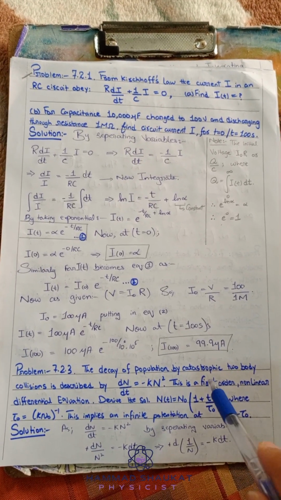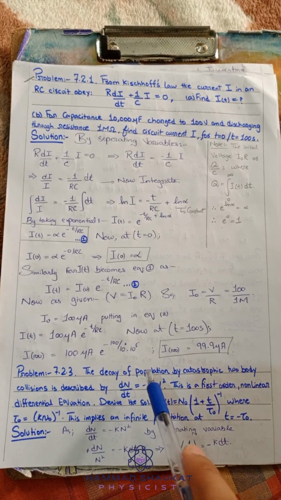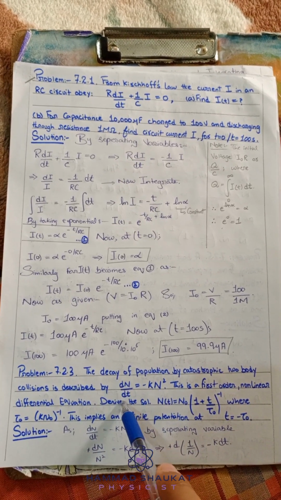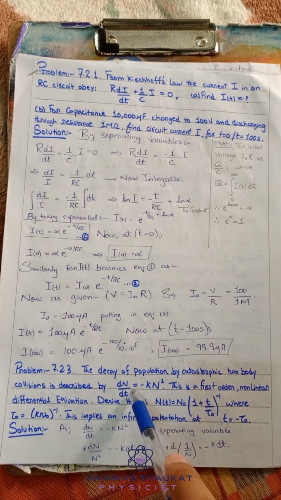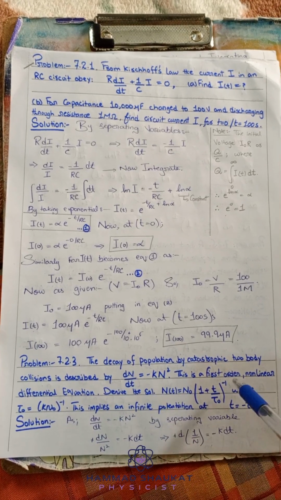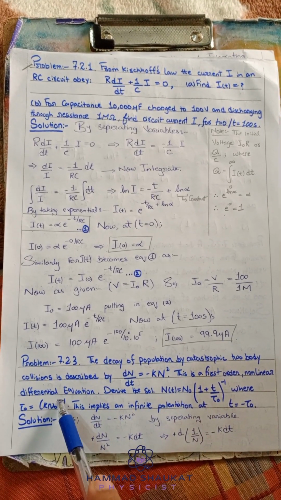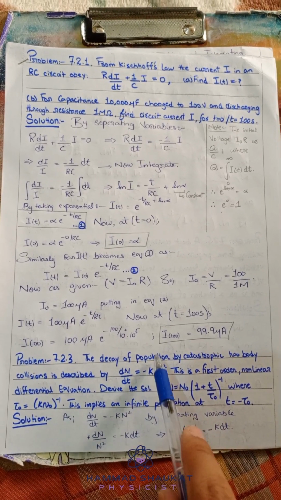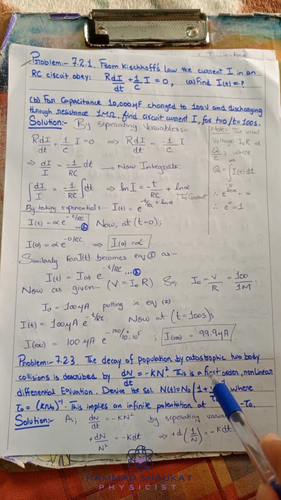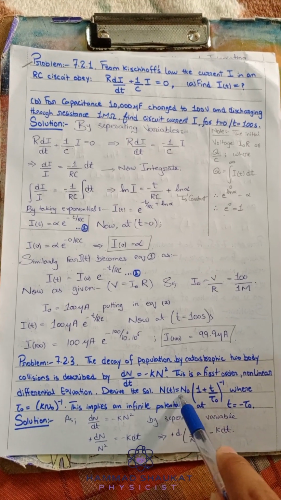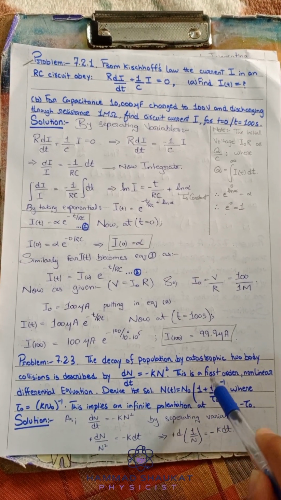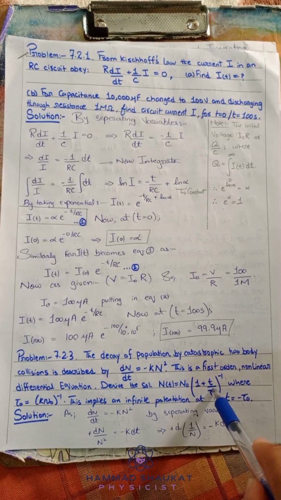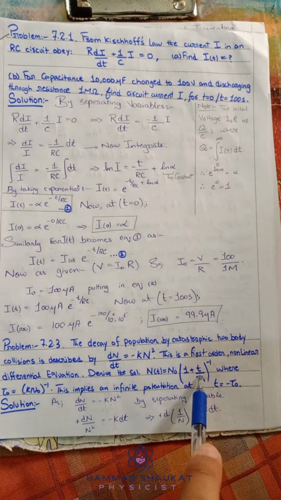So this is your first order. You see, first order, the power of derivative is 1. So this is a first order differential equation. Also it is a non-linear differential equation. Okay, so you have to show it is a non-linear first order differential equation. You have to derive this n(t) equals n naught times (1 plus t by tau naught) power minus 1. Understood?